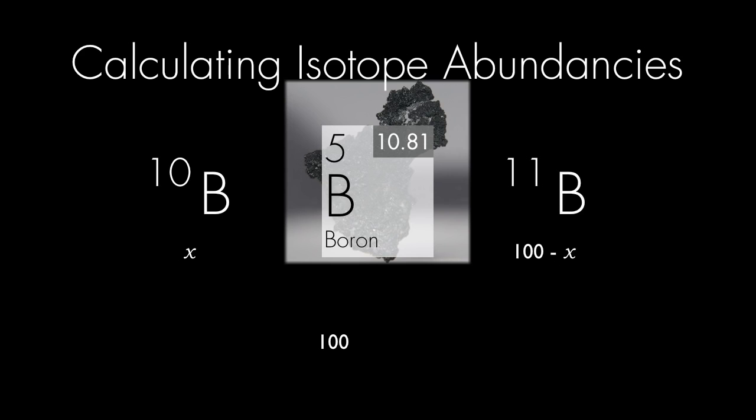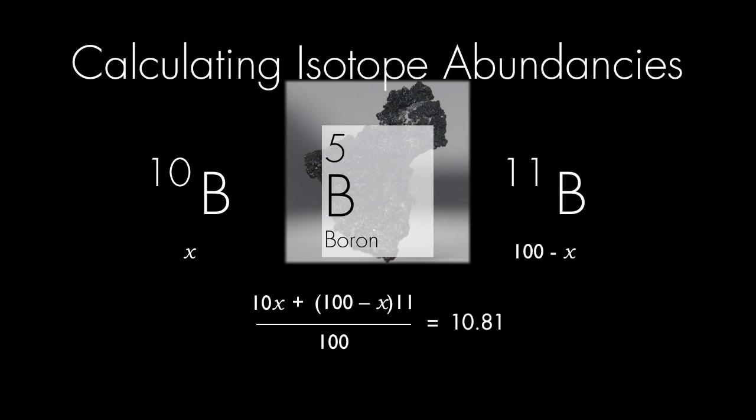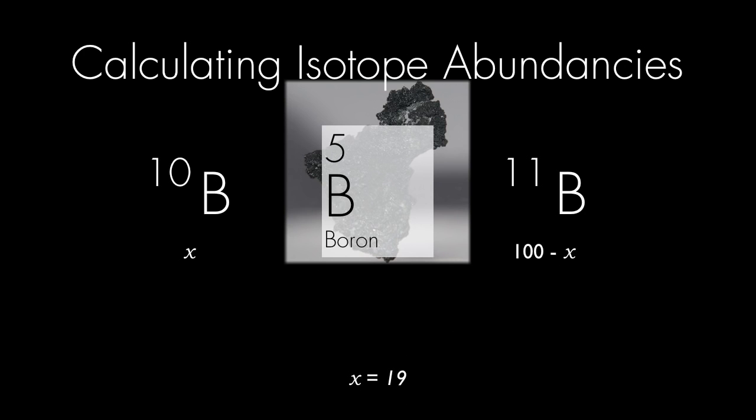We can put this together to calculate the average atomic mass, which we already know for boron if we look at the periodic table. Do a little algebra, and it tells us that x is equal to 19, which is the percentage of boron-10, and therefore boron-11 has an abundance of 81%.